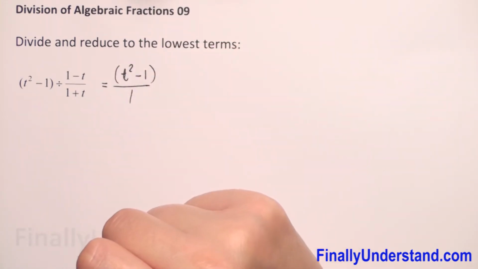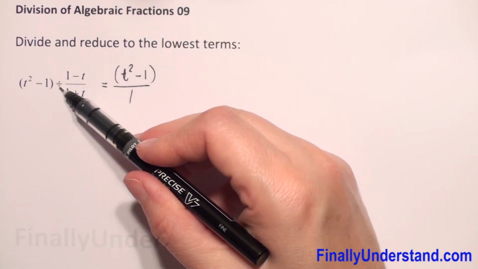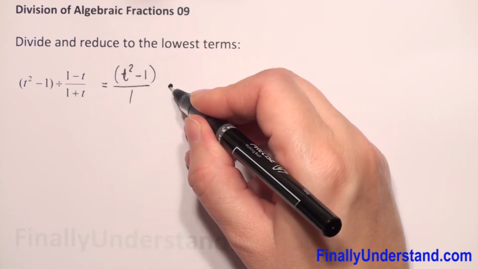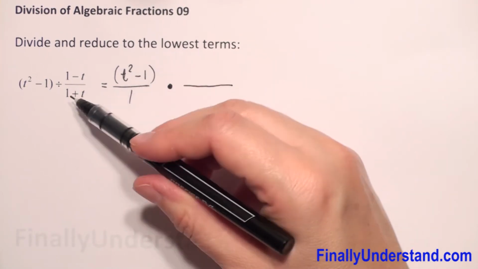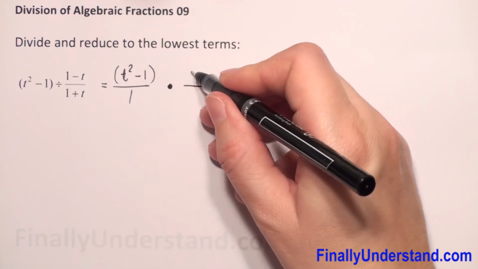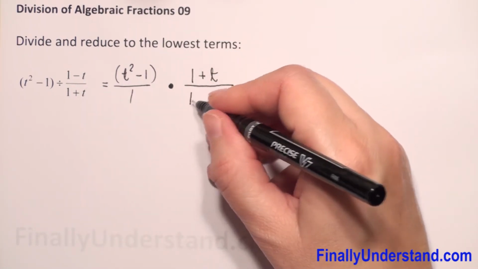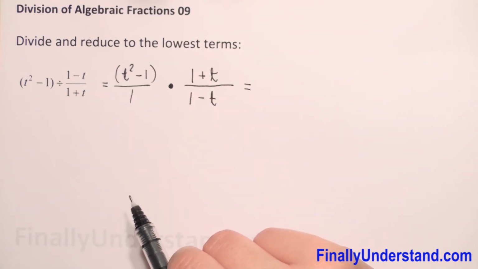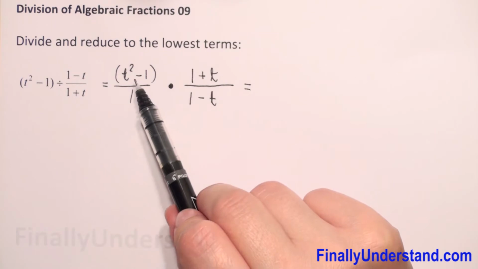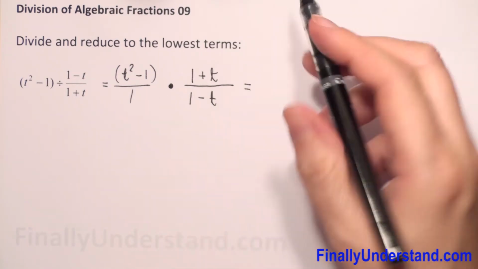Now we have an algebraic fraction, and we have to change the division sign to multiplication, and now the second fraction we have to flip. 1 plus t now will go to the numerator, and 1 minus t will go to the denominator. This is equal. Now we have multiplication of algebraic fractions. It means numerator times numerator we have to multiply, denominator times denominator.